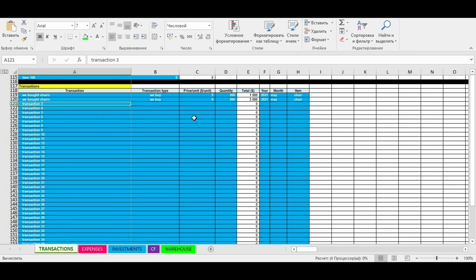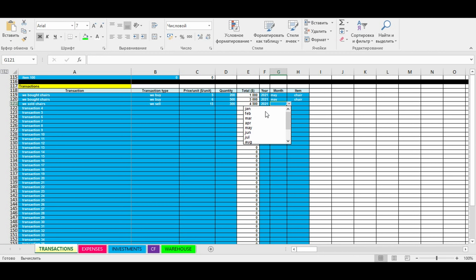Then, for example, we sold some chairs. Here we choose we sell. We sell, for example, for the price $15 per chair. We sold, for example, 300 chairs. We sell it in 2021 May.